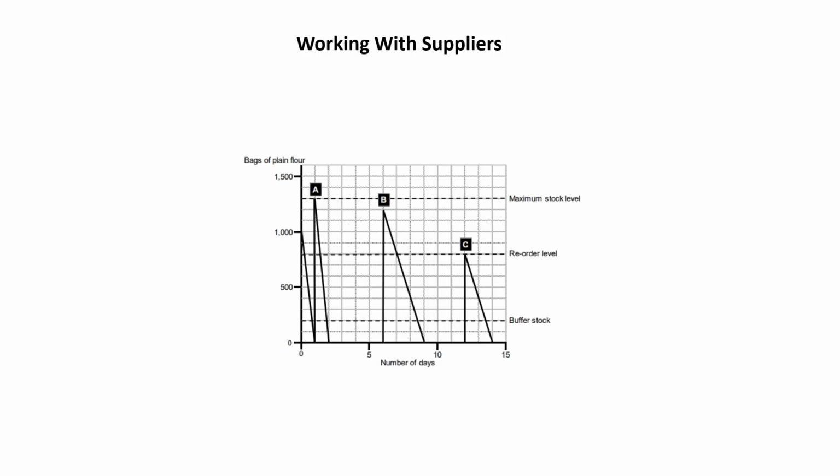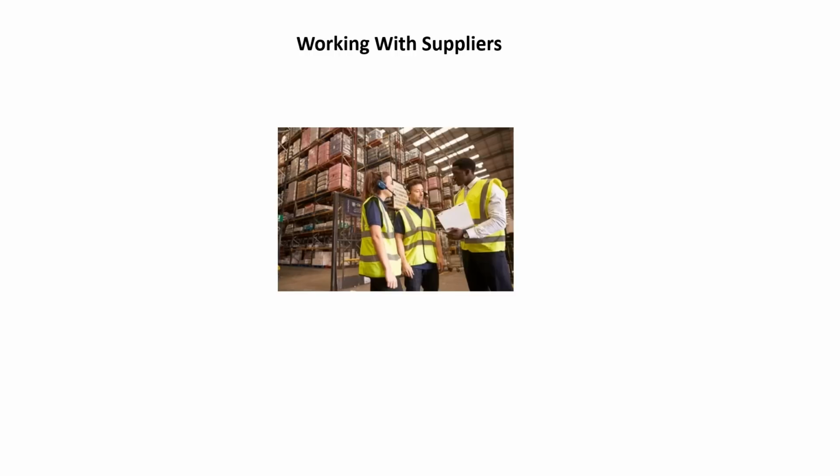Working with suppliers. Bar gate stock graphs might be on your exam. You need to ensure you can interpret a bar gate stock graph. This includes knowing about the lead time, buffer stock, minimum stock level, and maximum stock level. Knowing about a business's relationship with suppliers is an area that you could be assessed on.